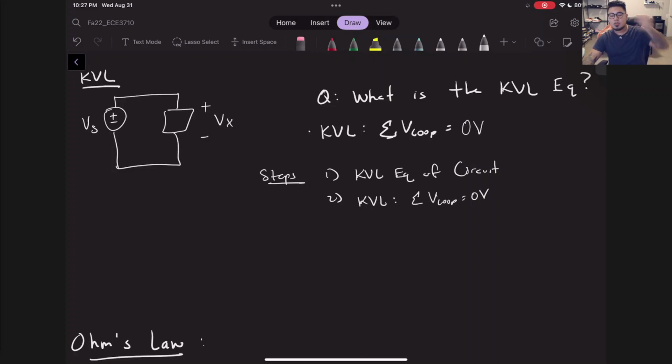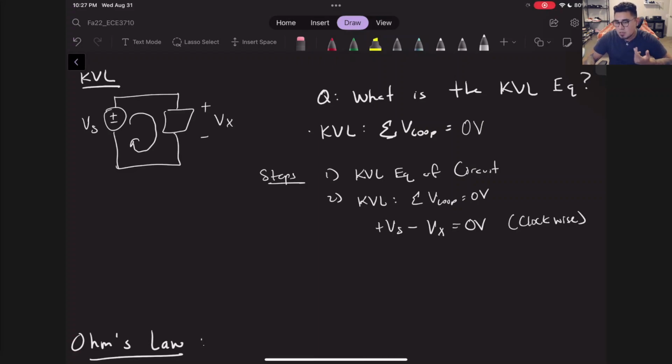Now, how do I do this? The direction of current or the direction of our journey has not been drawn. So for shits and giggles, let's assume it's clockwise. So if it is clockwise, then I'm going up Vs, down Vx. I'm going minus to plus, plus to minus. Ta-da! That is a KVL equation of this loop. I'm going to mention that this is clockwise.